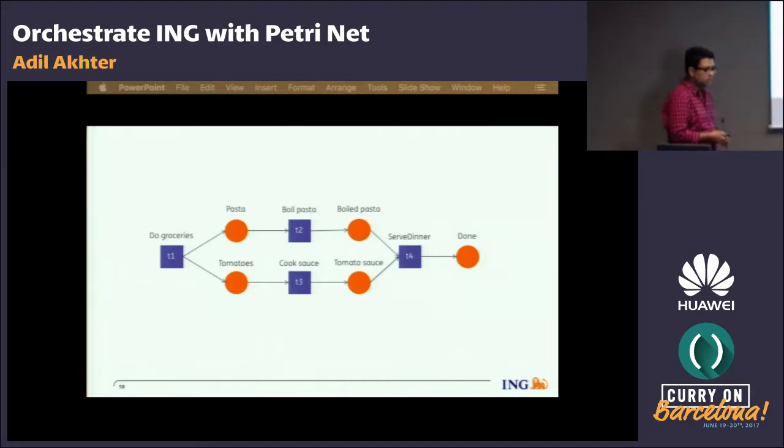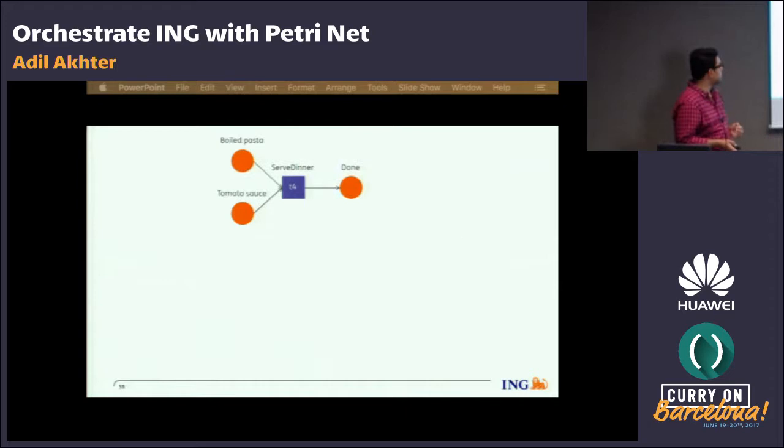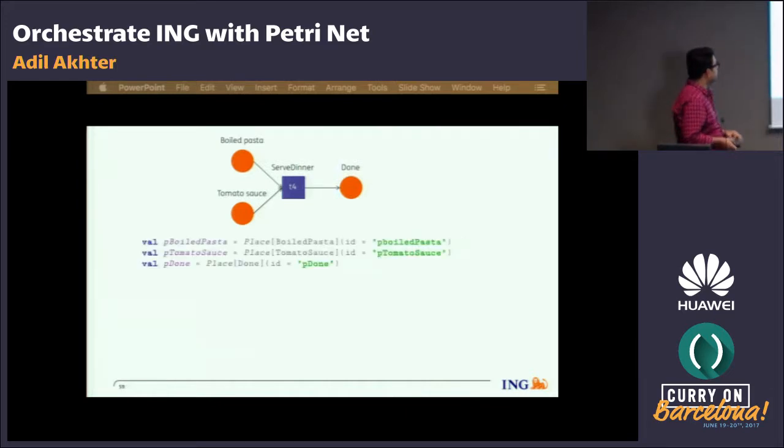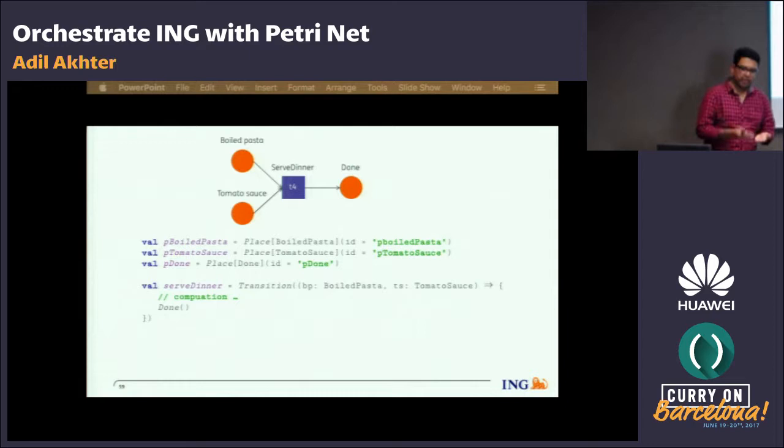In order to model this network topology, we use a type level DSL. If we just focus on this part of the graph, here we can define the places of boiled pasta, tomato sauce, and done, using this code. And also we can have a transition that takes a boiled pasta and tomato sauce and does some stuff with it. So this is how we can define place and pasta using the DSL that we have in Pajero.